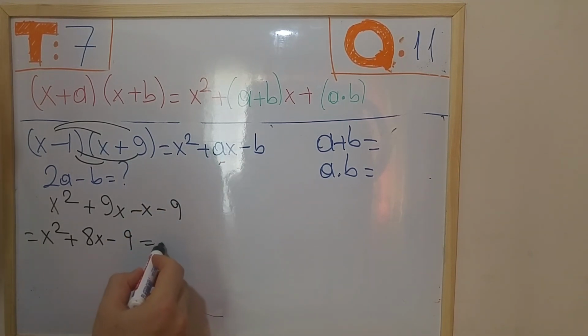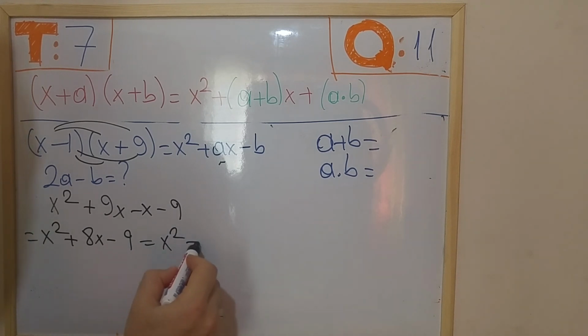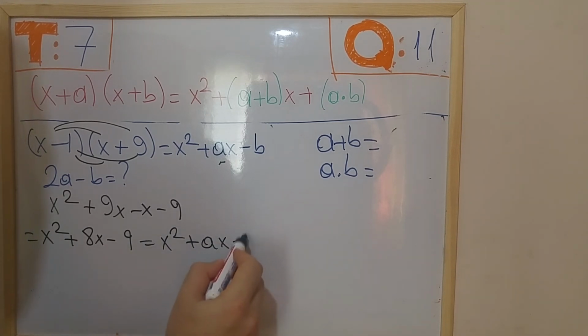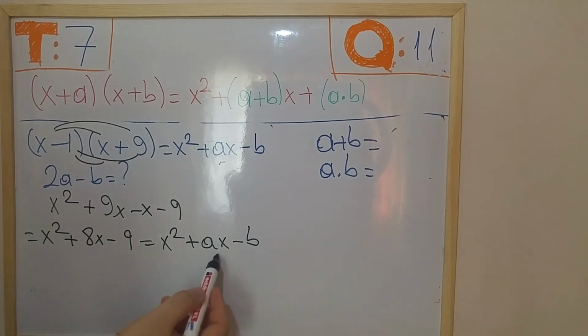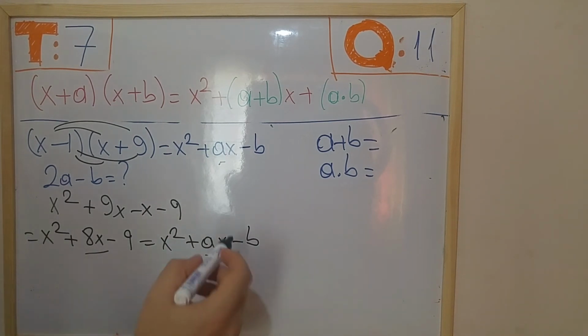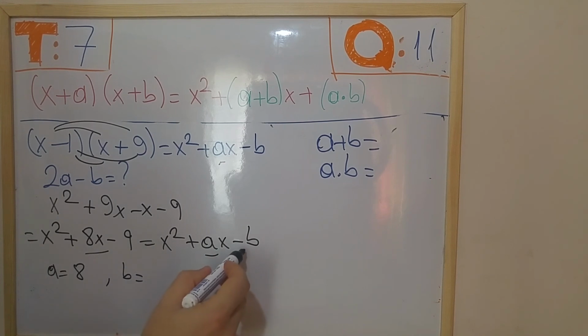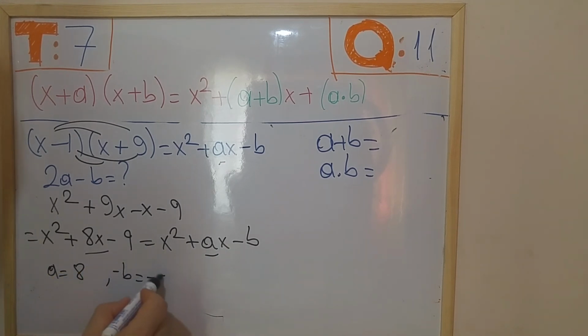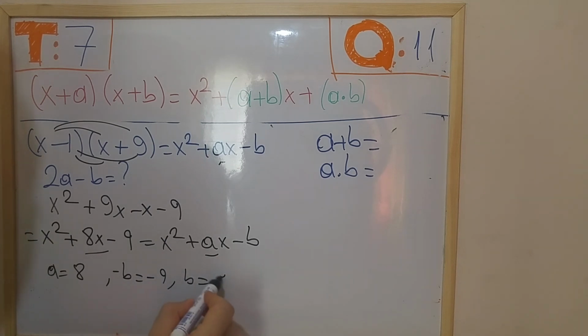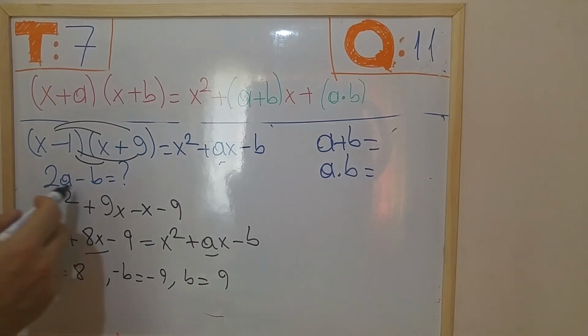Therefore, what we are asked is equal to, okay, let's write it down first, x squared plus ax minus b, right? So which means that a is equal to 8 and, minus b is equal to minus 9. Therefore, b is equal to 9. What we are asked is 2a plus b.